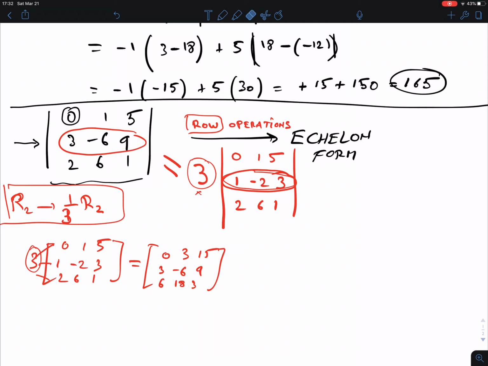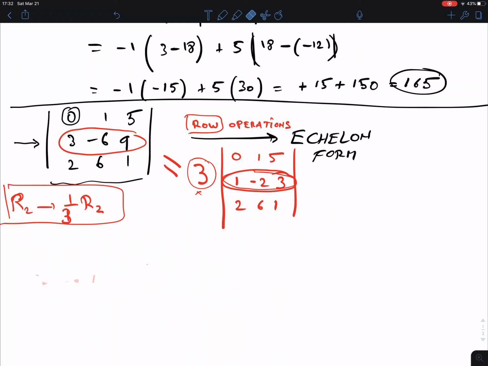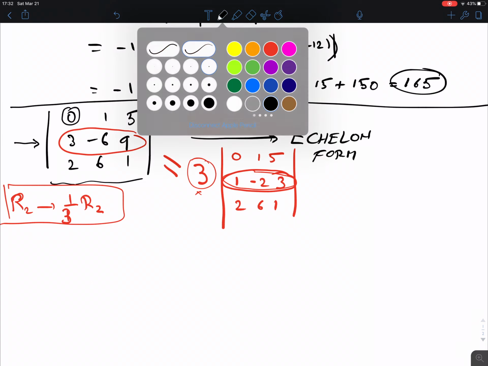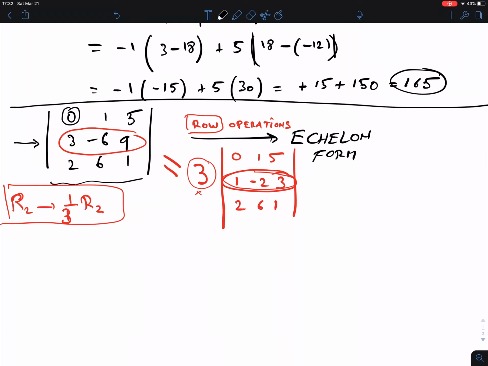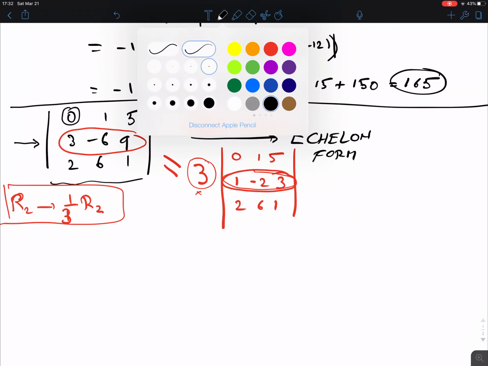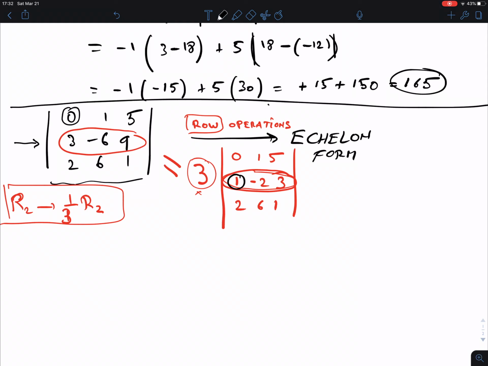Okay, so how do we proceed now? Let me go back to my black color. We have now the one that we want, but it's not in the right position yet, so we have to switch it. Okay, so let's do that. So the row operation that I have in mind is, let me write it, the next row operation. So this was the row operation for here, right? So now, what is the row operation for this step? I'm going to switch row 1 and row 2.